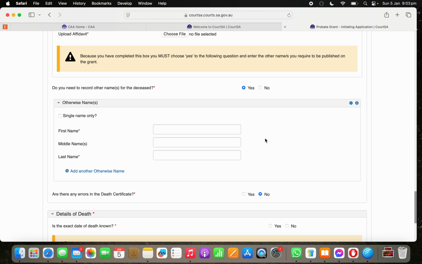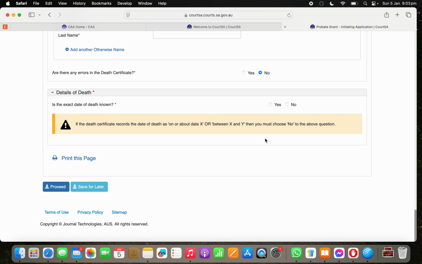Now, data entering both of those names is really important because it will ensure all of the court documents have both names on them. Court staff cannot add names for you. If you need a name added once you've lodged your application, you either need to withdraw it or the registry will reject it.